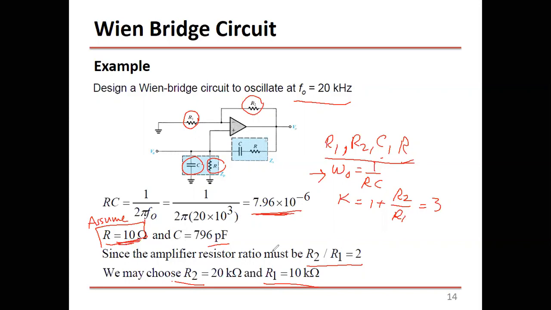I'm not sure if this should be kilo ohms or just 10 ohms. But anyway, to make R2 over R1 equal to 2, if you assume R2 is 20 kilo ohms, then R1 has to be 10 kilo ohms. So this one is half this one, because you have to choose R2 twice R1 to make this ratio. So if you choose R1 as 10 kilo ohms, then R2 will be 20 kilo ohms. Based on the criteria and the assumptions, we can find the values. Any question?